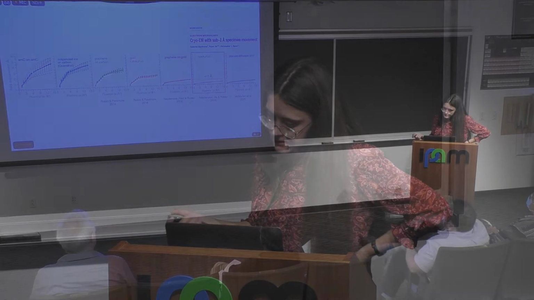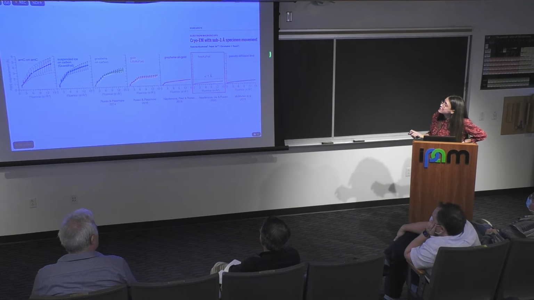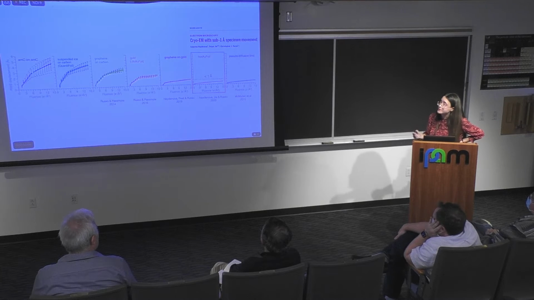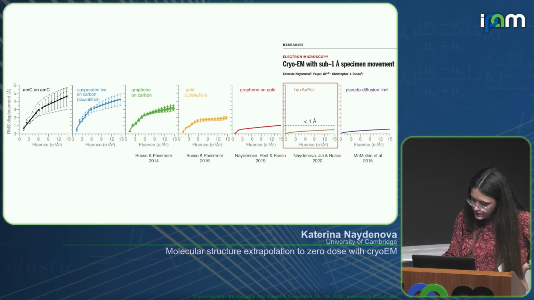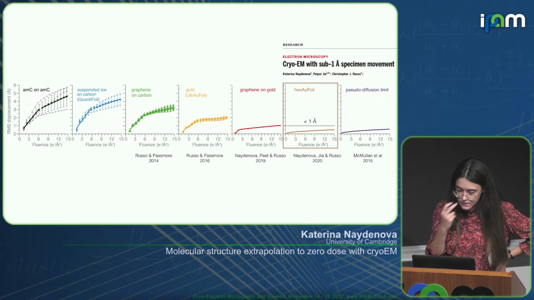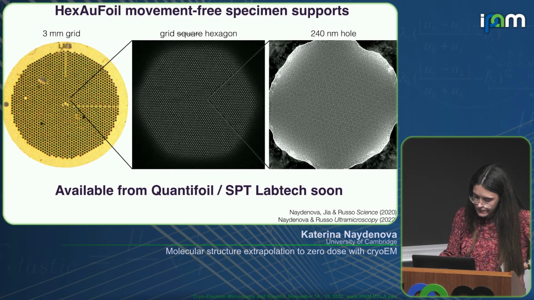This was all described in this paper, which you can have a look at. And we've shown that the motion in these specimen supports with these small holes, which we call the hexafoil, is exactly as predicted by the pseudo-diffusion limit. So there is no collective deformation of the ice. And the total amount of displacement within a typical cryo-EM exposure is less than 1 angstrom. So this would now not limit our data quality.